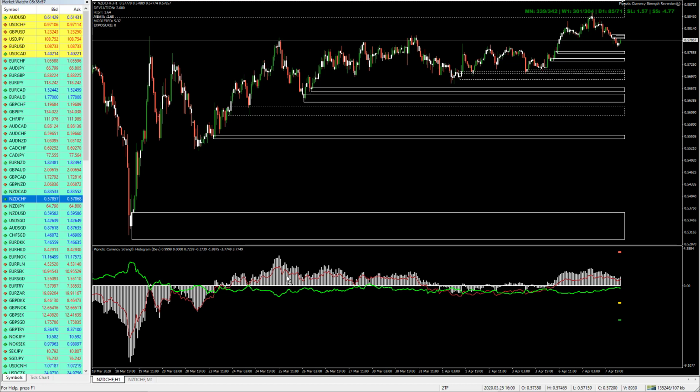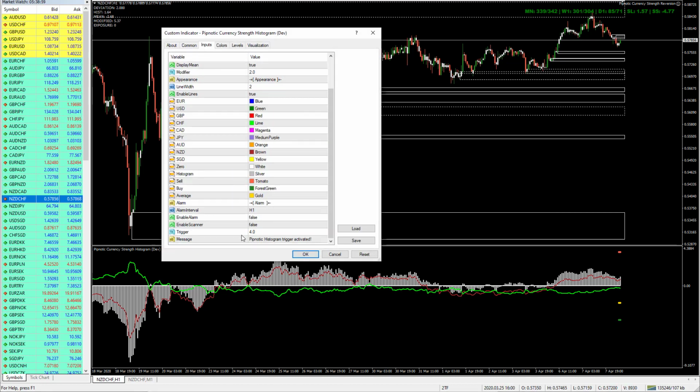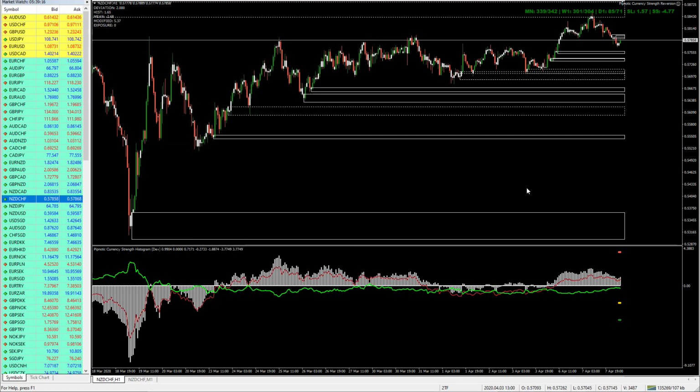And so my ambition is to take this information here, the scanner, and convert it so that it uses this information now instead of the histogram alone, and use this to alert us as to when we're having pairs that are setting up for buys and sells. So it's a pretty exciting project.